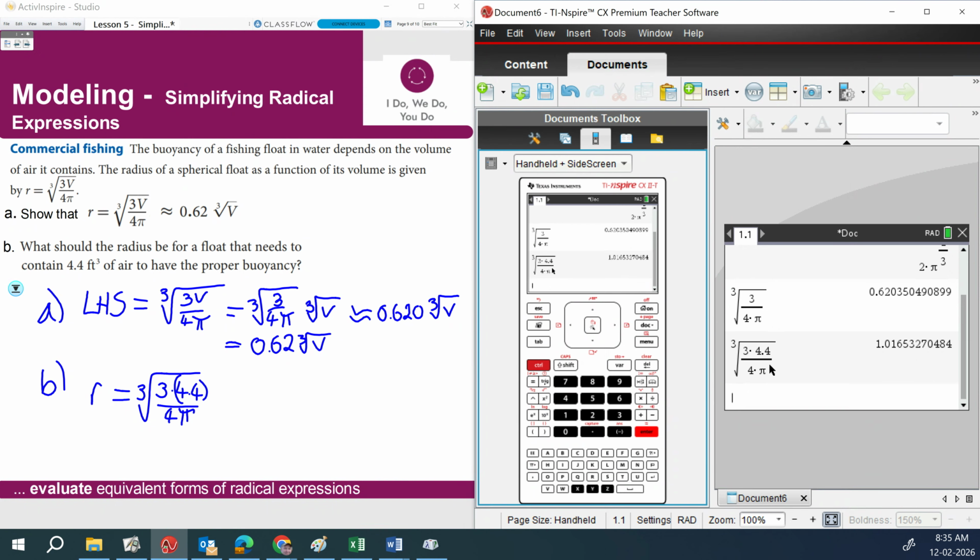Oh, 1.02. This calculator doesn't have the weird square roots. Oh, we see that percentage. That's great, because it's easy.